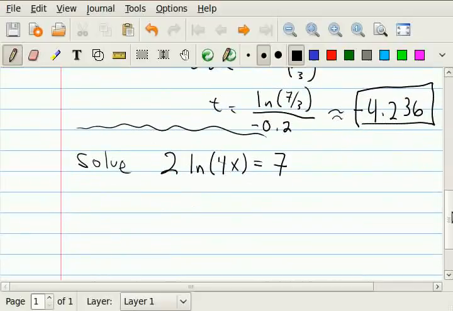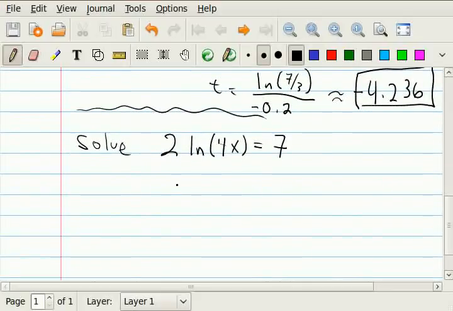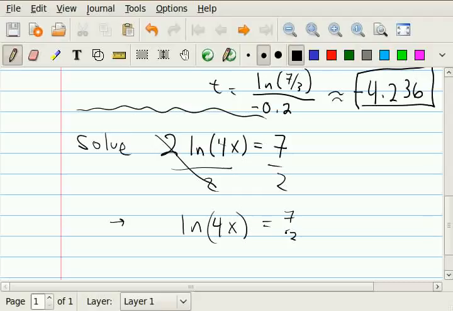Okay. Now I can use the same kind of principle to solve an equation which has logarithms in it, except I use that other rule. So here I have 2 times natural log of 4x equals 7, and I want to solve this for x. Well, again, the first thing I might do is divide both sides by 2 just to get the log function by itself. When I do that, I have natural log of 4x equals 7/2. And all I did there is just some basic algebra. I divided a number on both sides of the equation.